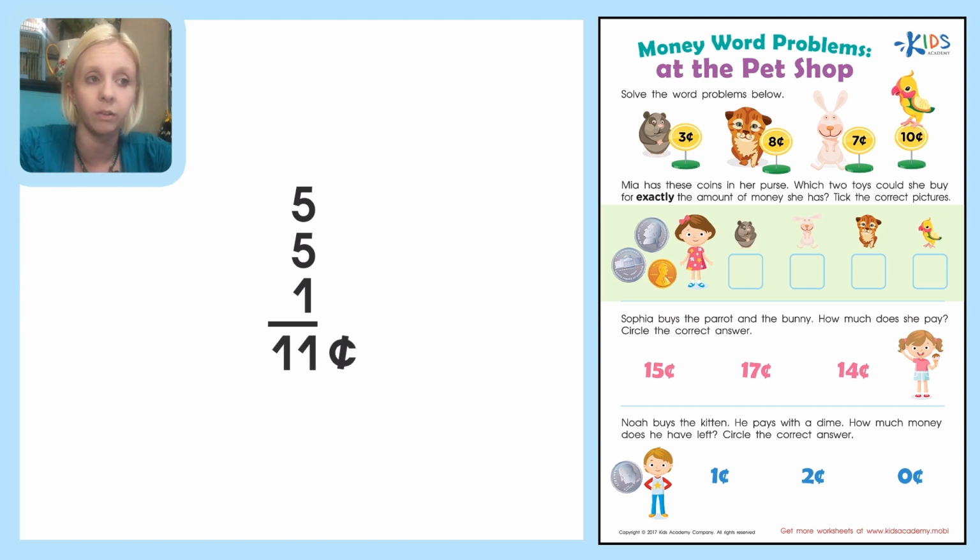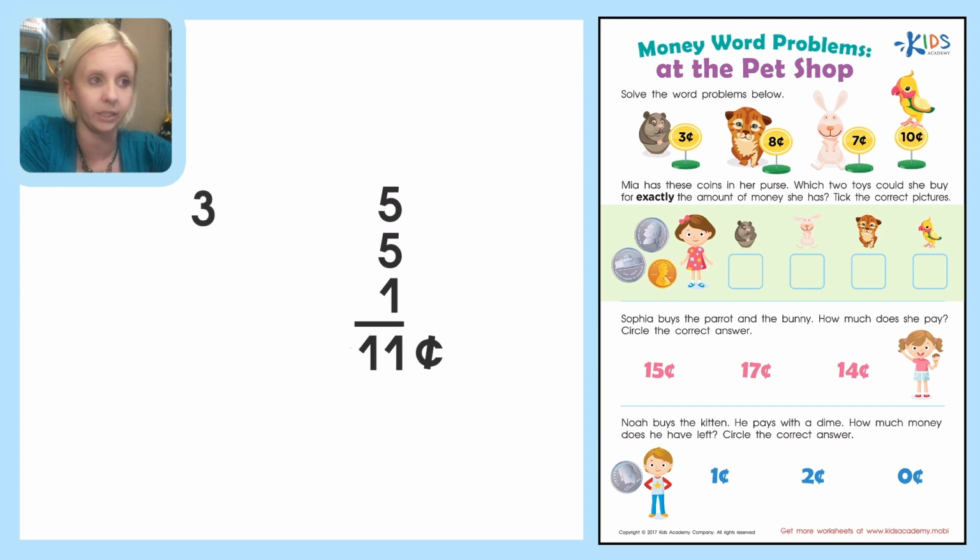What we're going to need to do is find 2 toys that equal exactly 11 cents, or the amount that she has. And then it says tick the correct pictures. So let's take a look here. The first one, this little guinea pig, is worth 3 cents, okay? The next one is the little tiger kitten, and he's worth 8 cents here. And then we've got the bunny. The bunny is worth 7 cents. And then the parrot is worth 10 cents, okay? So we're gonna have to find a combination of 2 of these, whichever 2 equals exactly 11 cents.